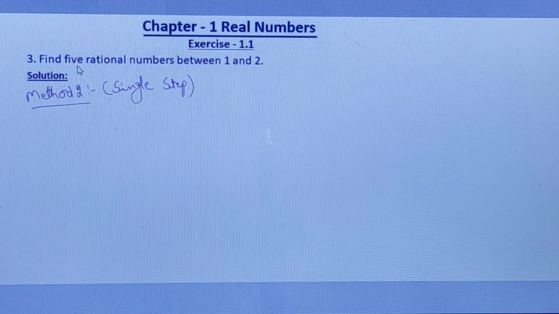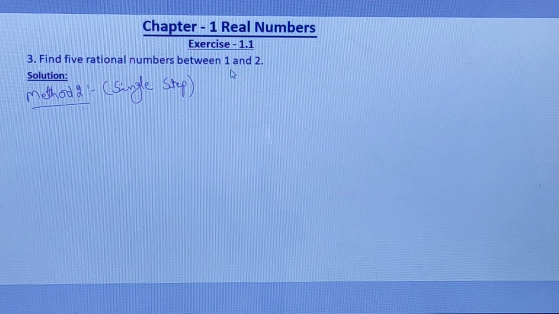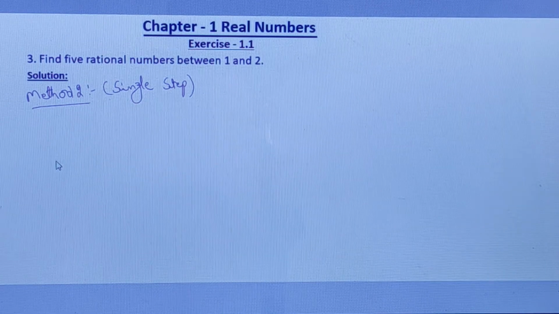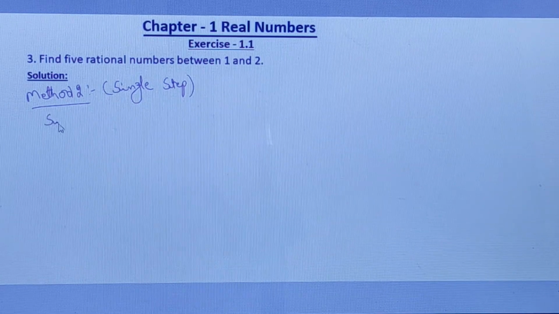Method 2, single step method. So in this method what we will do, we will write 1 and 2 as rational numbers with the denominator 6. How we got 6? Because we have to find 5 rational numbers. 5 plus 1 is 6. Right? So let's write that.